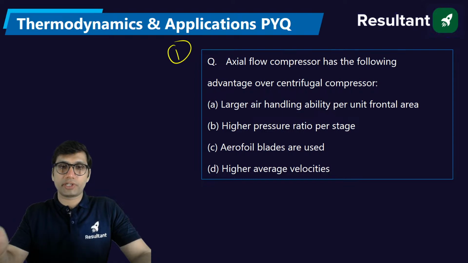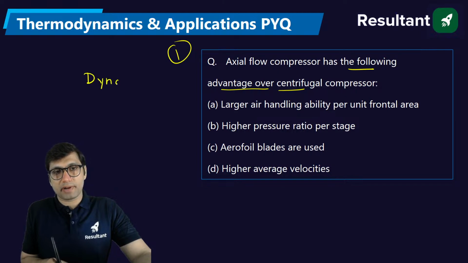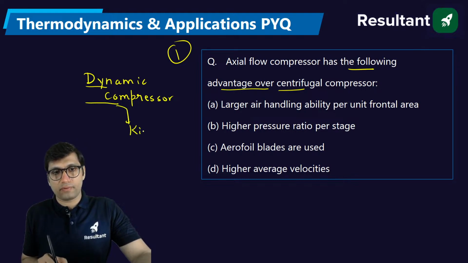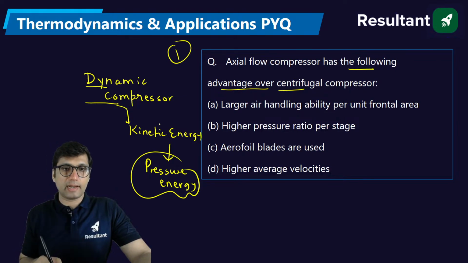Okay, first question is, axial flow compressor has the following advantage over centrifugal compressor. What is the advantage of axial flow compressor over centrifugal? Well, both axial and centrifugal are dynamic types of compressor. In dynamic compressors, a conversion of kinetic energy into pressure energy takes place, and that is how the pressure is increased. Firstly we increase the kinetic energy of the air and then we convert that into pressure energy.